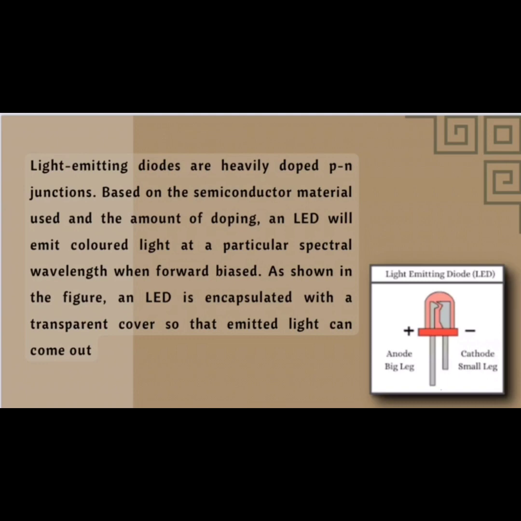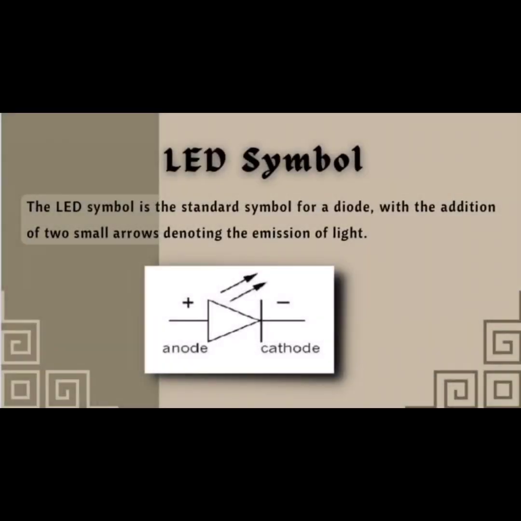As shown in the figure, an LED is encapsulated with a transparent cover so that emitted light can come out. LED symbol. The LED symbol is the standard symbol for a diode with the addition of two small arrows denoting the emission of light, with the anode and cathode.